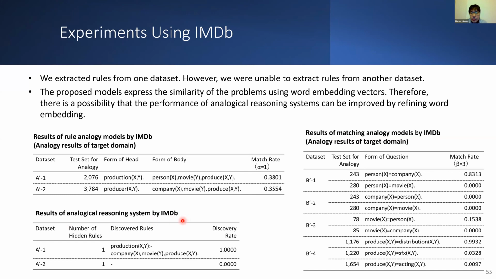We extracted rules from one dataset. However, we were unable to extract rules from another dataset. The proposed model represents the similarity of the problems using word embedding vectors. Therefore, there is a possibility that the performance of analogical reasoning systems can be improved by refining word embedding.